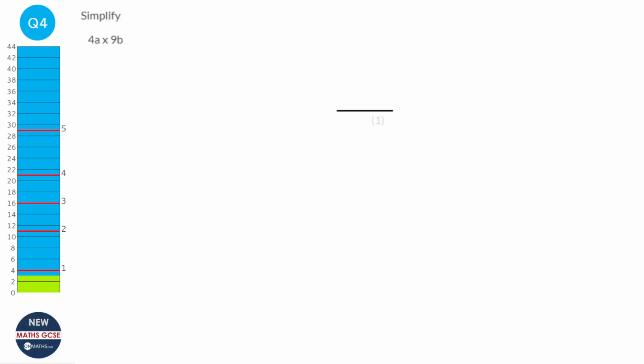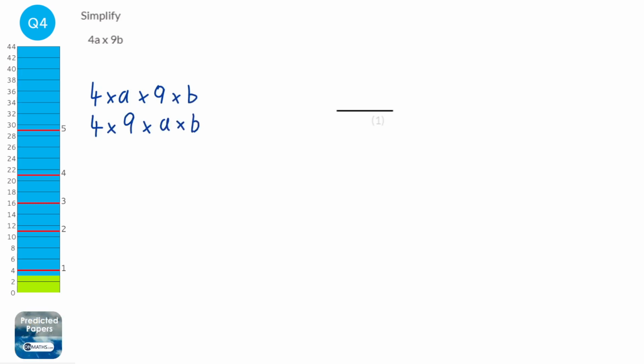When a number is next to a letter, we actually have a times sign there. So I'm going to rewrite this question as 4 times A times 9 times B. What I'm going to do is put the numbers together, so 4 times 9, and then put the letters at the end. Now 4 times 9 is 36, so it would be 36 times A times B, and in algebra we don't put the times signs, so it's 36AB.